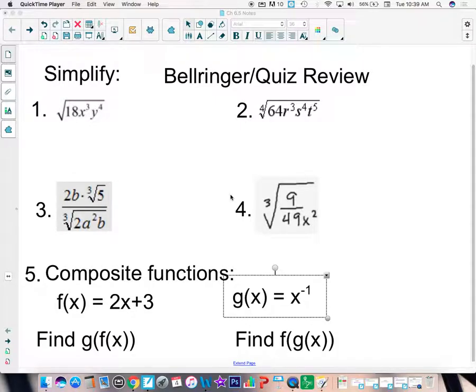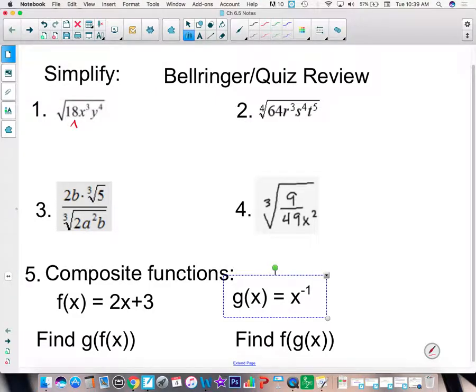Okay. So looking at these, you gotta think about what the root is for each one of these. So there's not a number there, so that's a square root. So you gotta break the 18 down. So that is a 9 and a 2.